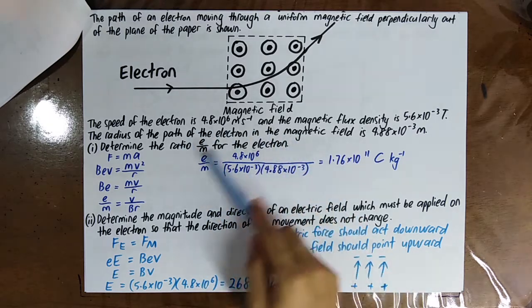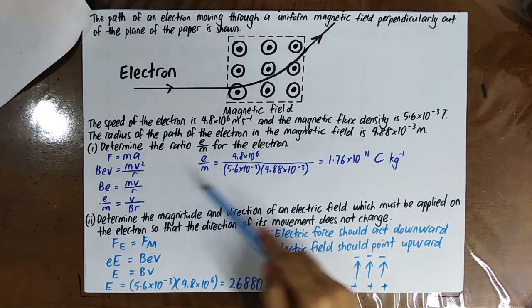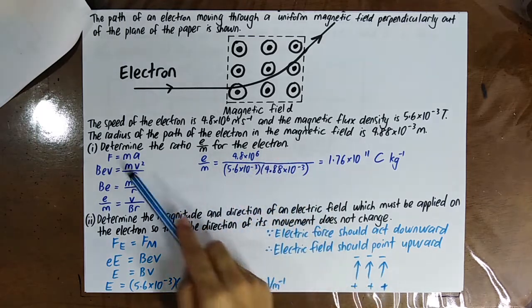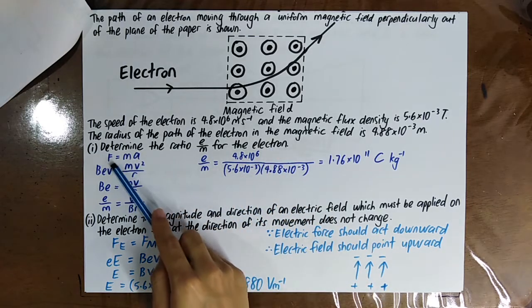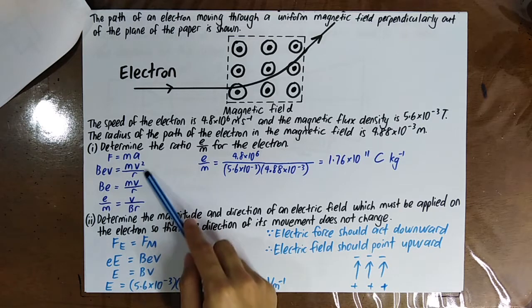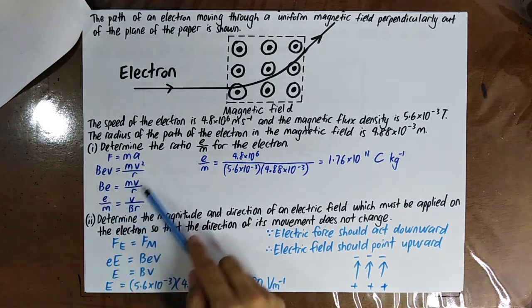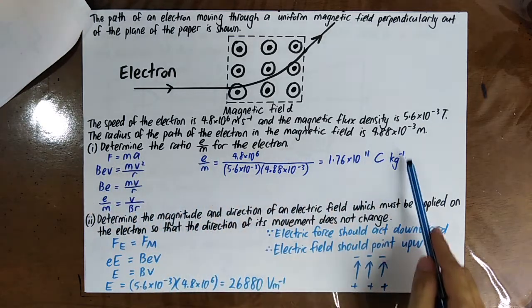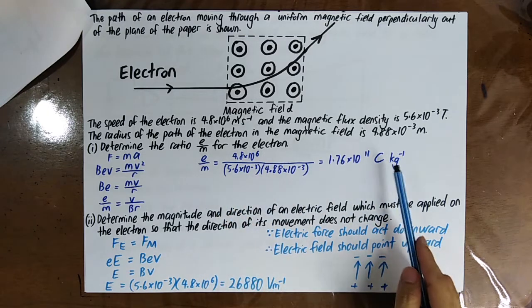That means I want you to find the ratio of charge to mass, which is the specific charge of the electron. F equals ma. You know that the magnetic force will provide the centripetal force. So by using this formula, you can find the e over m ratio.